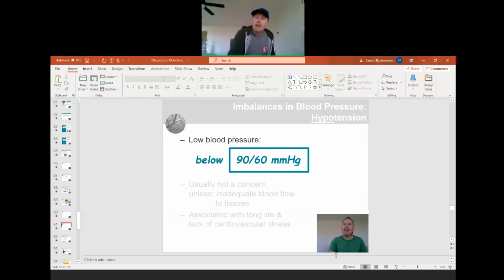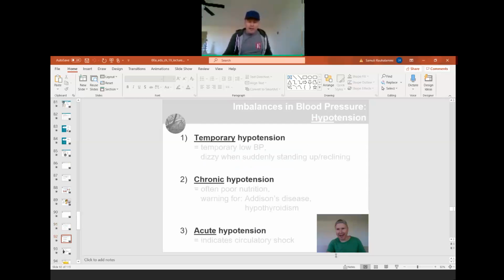The other extreme is when we have too low blood pressure. That's known as hypotension. So that's often classified somewhere below 90 over 60 millimeters of mercury. Usually this is not that much of an issue unless there's inadequate blood supply to tissues. Some have even speculated that this could be beneficial and associated with a long life of an individual or not having cardiovascular illnesses.